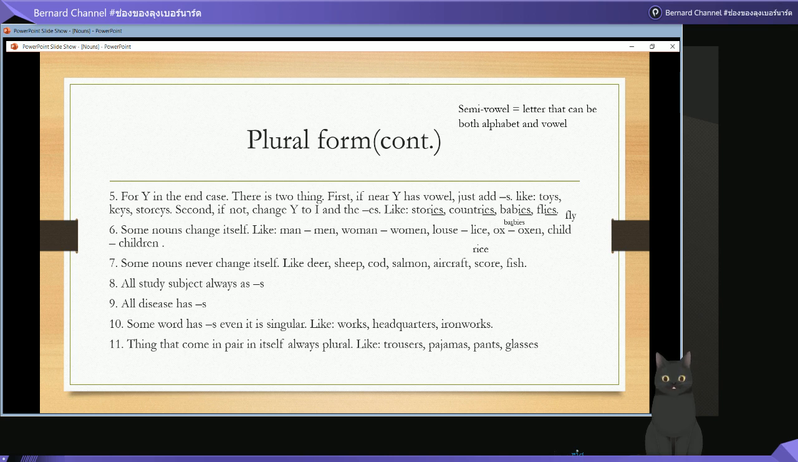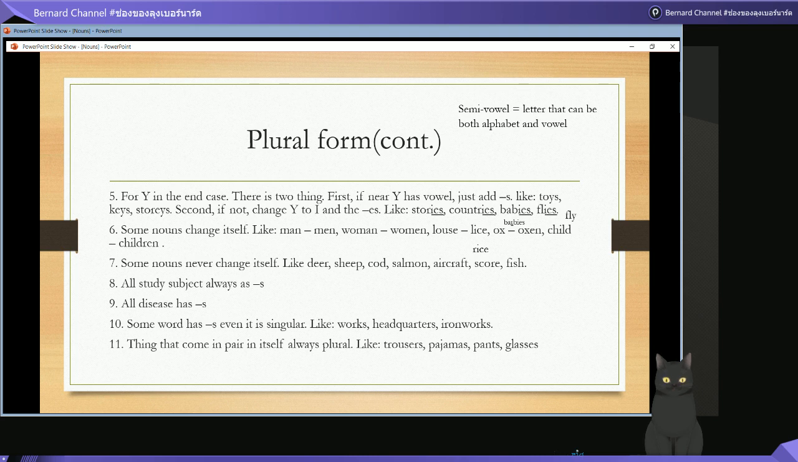And next is salmon. Well, salmon is the plural form by itself. Okay. And aircraft. Aircraft is plural form. You may be surprised. Well, you may say one aircraft, two aircraft. Yes, you may say that. But you will never see aircraft with S or ES. You will never see that. Well, surely because aircraft is a word that can be plural without change.